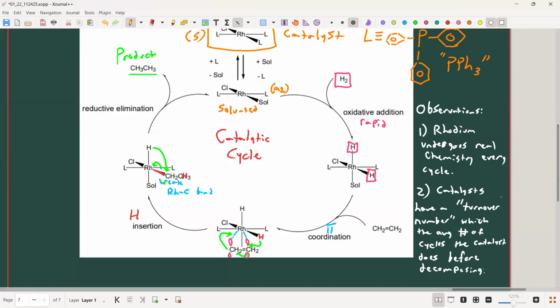Right, that's a great question. Think about it like this: if you have a millimole of ethylene that you want to make into ethane, how much catalyst do you need to put in there to get 100% conversion? Well, that depends on how many ethylene molecules the catalyst can associate with and react to before it falls apart. And that's the turnover. Typically, turnover numbers are huge.